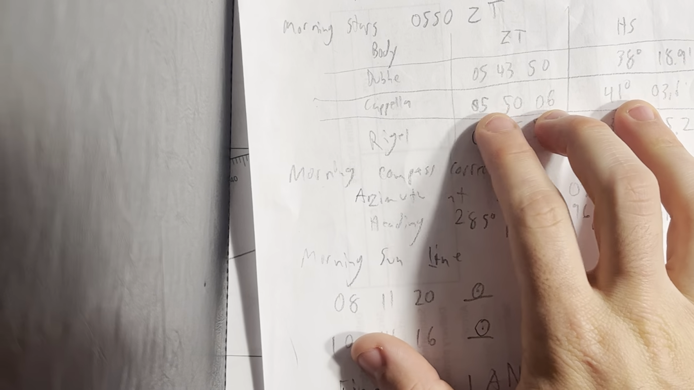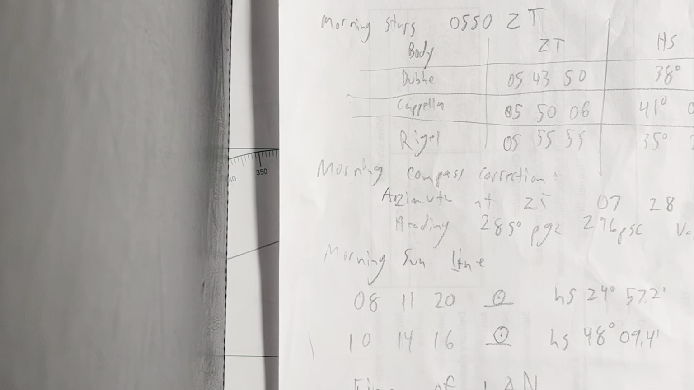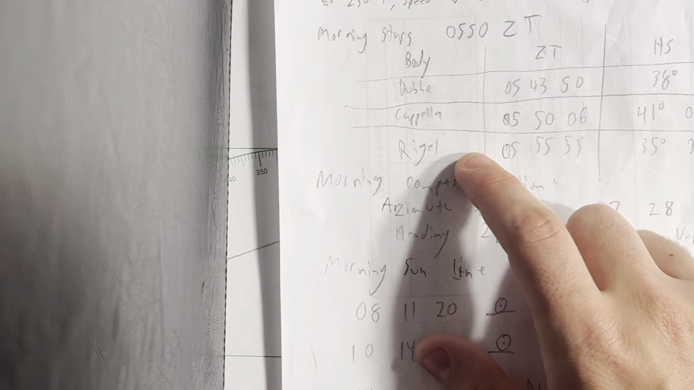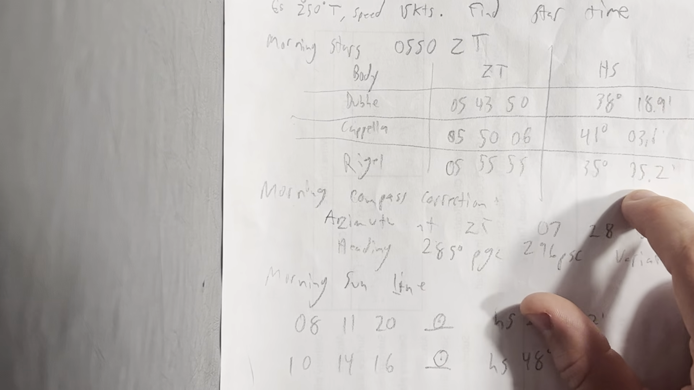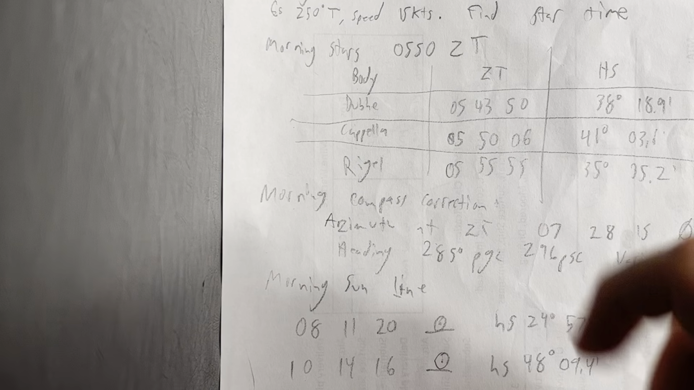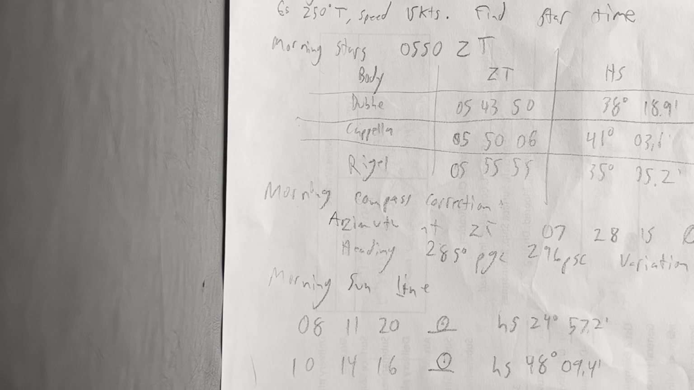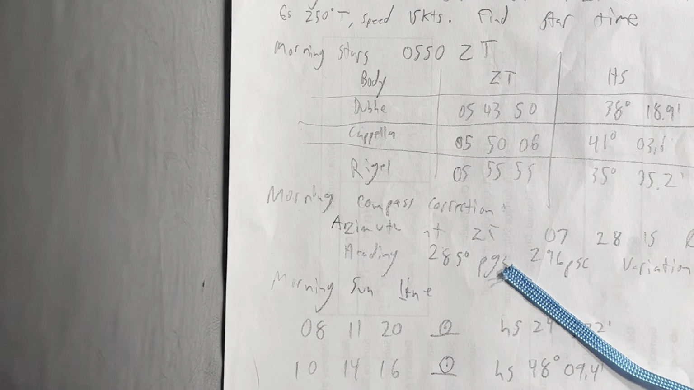With that out of the way, we're actually going to start doing these star problems. So we took shots of Dubhe, Capella, and Rigel and got these HSs. I would have liked if one of these were planets, but we didn't get provided a planet. So we're going to have to work through the star shot for all 3 of them.